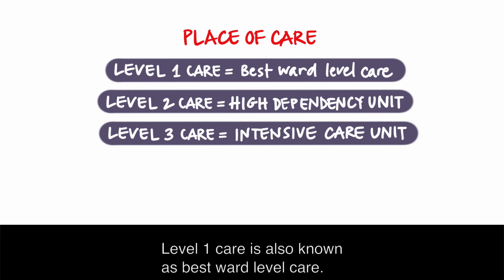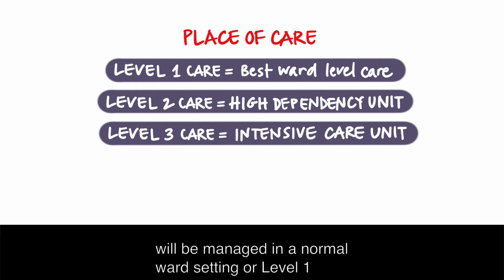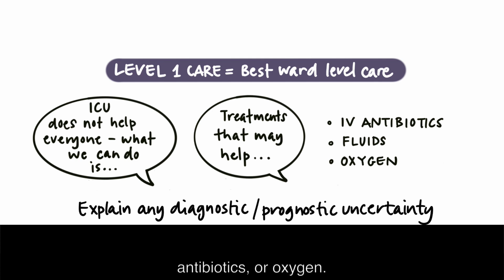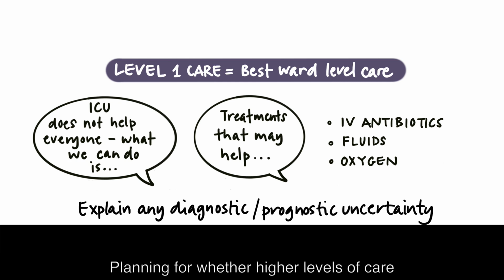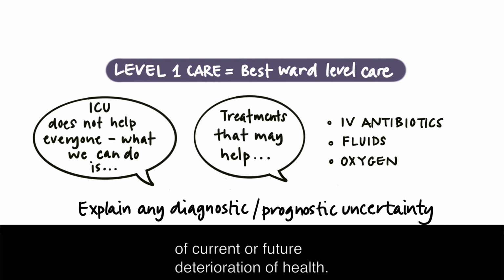Level 1 care is also known as best ward level care. The majority of patients admitted to hospital will be managed in a normal ward setting or level 1, where treatment can be administered such as IV fluids, antibiotics or oxygen. This may be the maximal level of care that is desired by the patient or appropriate for their level of overall function and health. Planning for whether higher levels of care should be considered is important and should be communicated if there is evidence of current or future deterioration of health.